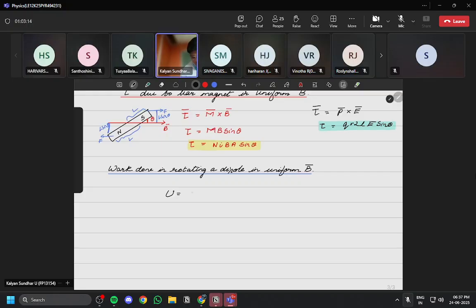So U will be equal to MB into cos theta 1 minus cos theta 2, or else, if they give only one angle, then initially it would have been at 90 degrees. So you can also write it as minus MB cos theta.